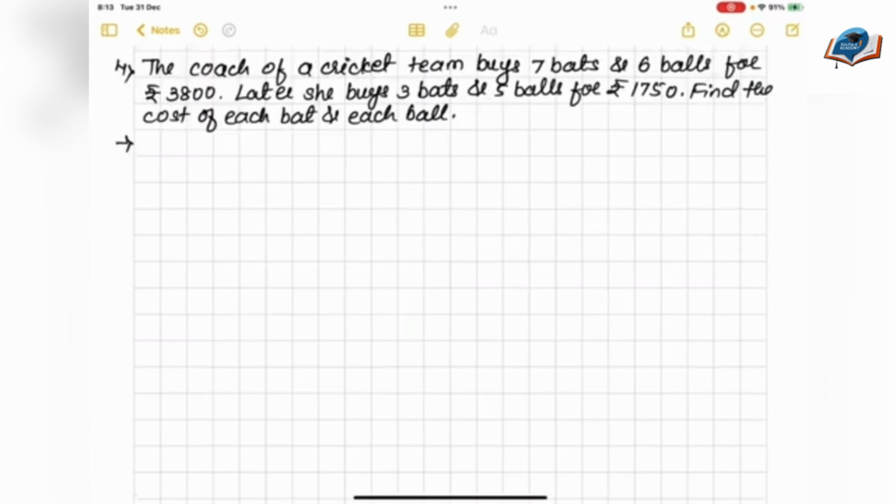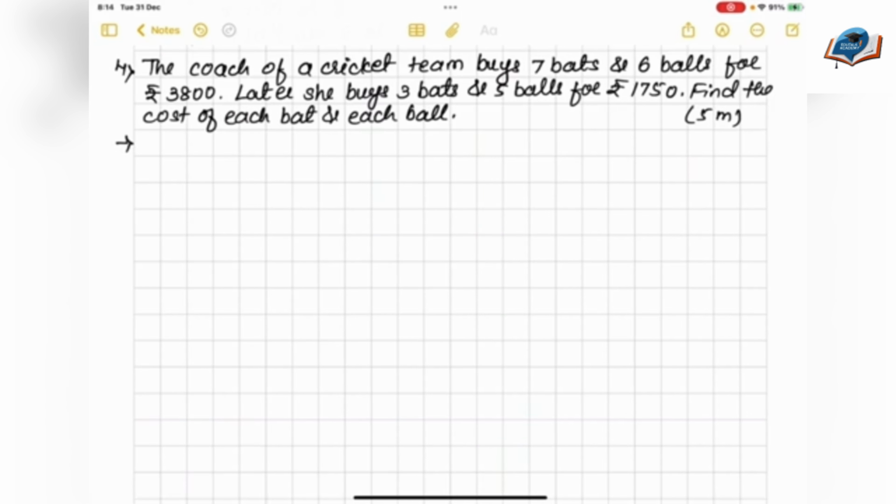Now next question says the coach of a cricket team buys 7 bats and 6 balls for rupees 3800. Later she buys 3 bats and 5 balls for rupees 1750. Find the cost of each bat and each ball. This is a 5-mark question.